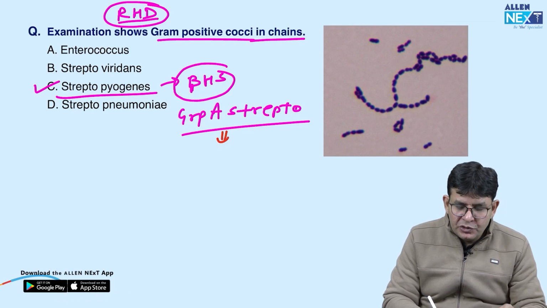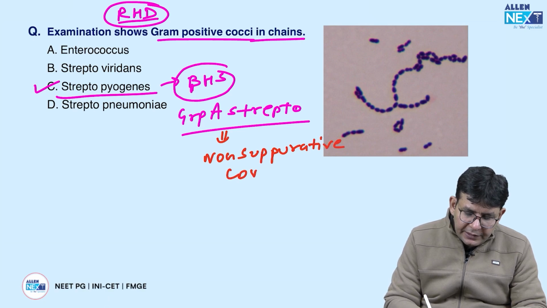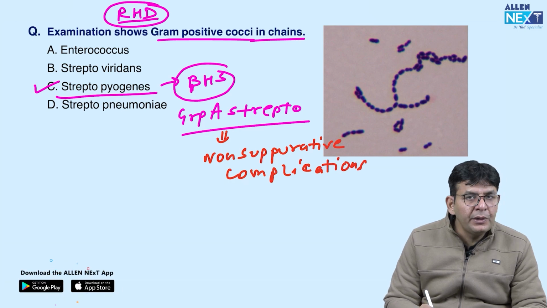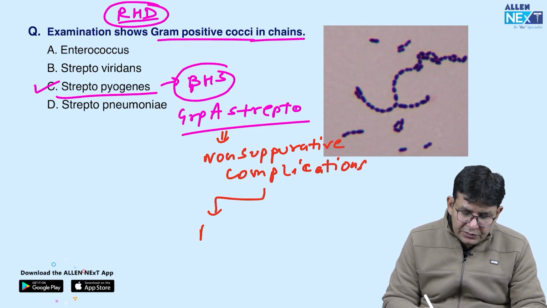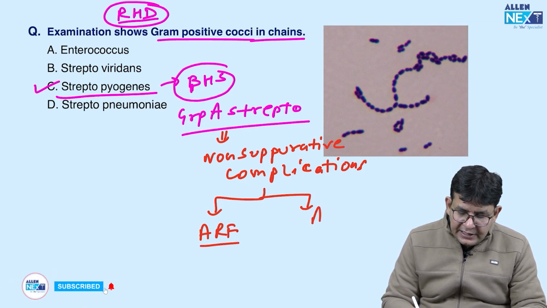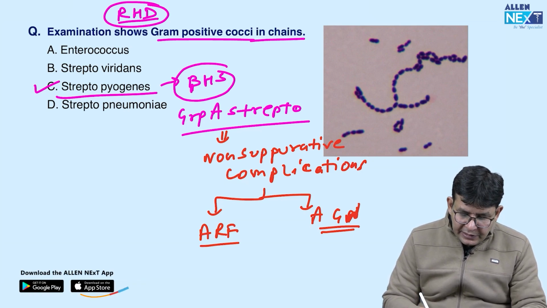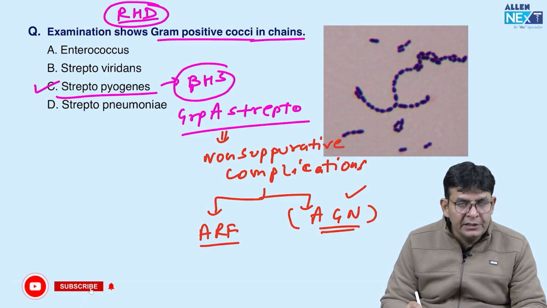it leads to two non-suppurative complications. What are the two non-suppurative complications of group A strepto? One is ARF, which is acute rheumatic fever. Another one is AGN. And what is AGN? AGN is acute glomerulonephritis. And obviously you know that AGN has a good prognosis compared to ARF.